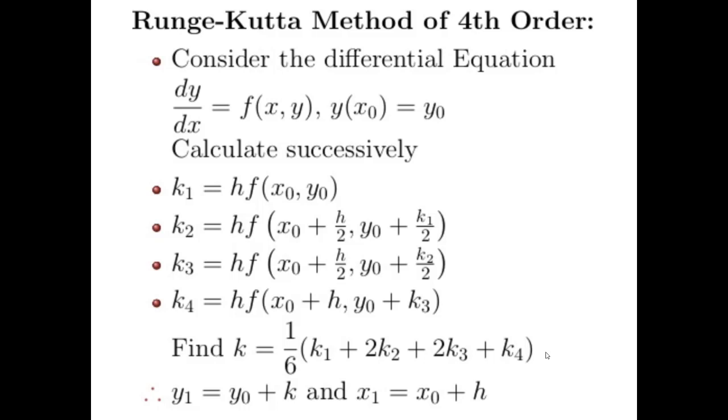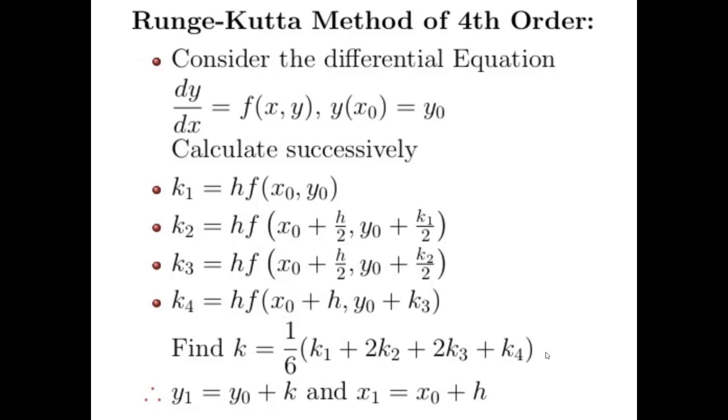The formula is y1 is equal to y naught plus k, where k is basically a weight that we have to calculate. So how will we calculate these weights? There are four weights that have been provided: k1, k2, k3 and k4. These weights have to be calculated by using certain formulas.